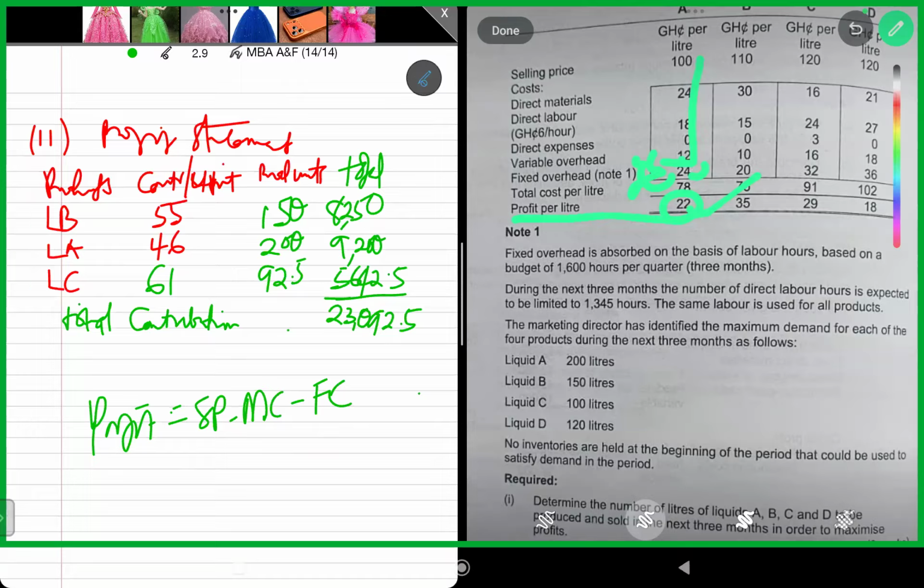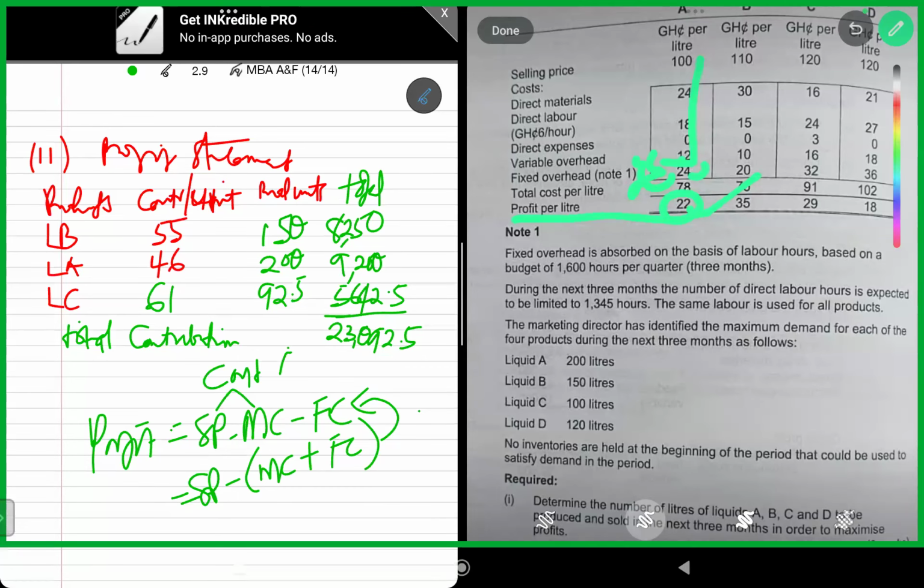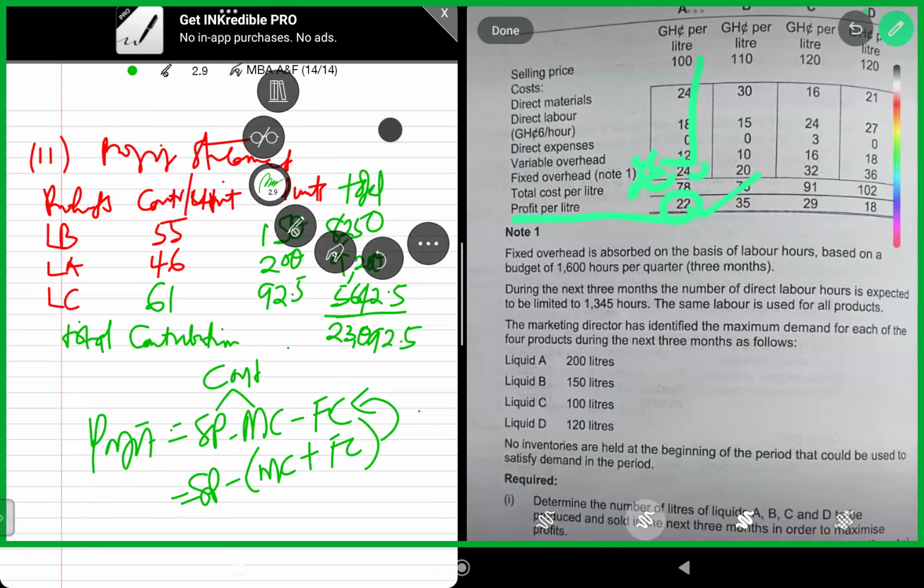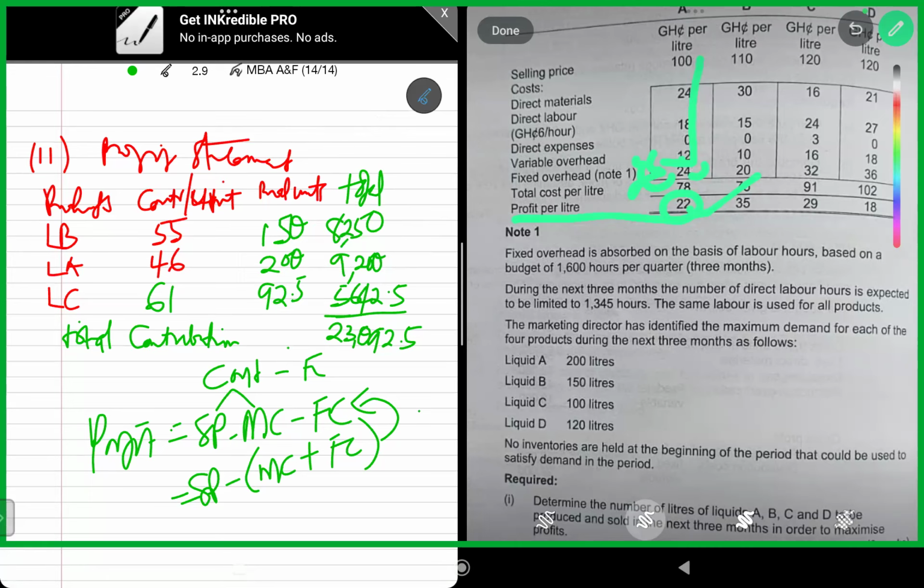Are you getting it? Or it is the selling price minus the marginal cost plus the fixed cost, so that when I expand the bracket, I'll get what is at the top. The profit will be selling price minus marginal cost, which gives the contribution. Then the contribution minus the fixed costs will give us the profit. Do you understand it? Because the marginal cost plus the fixed cost will give me the absorption costing. So selling price minus the absorption costing is the profit. That is what we are seeing in the question.